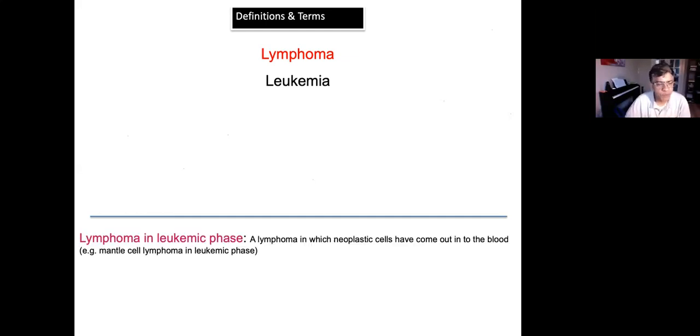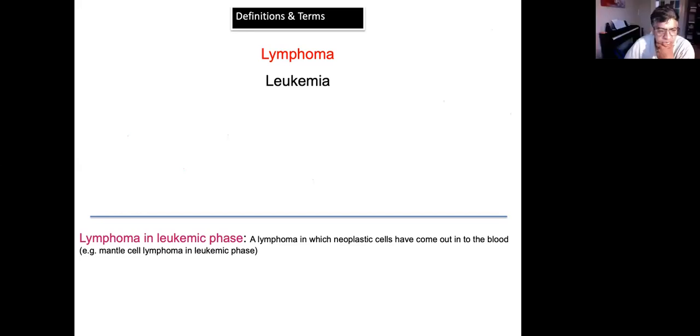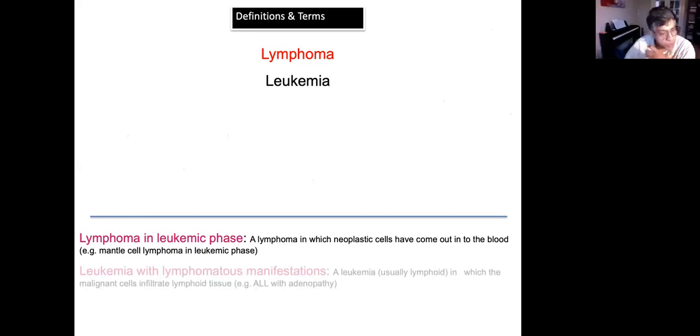So we discussed lymphoma and leukemic phase, where cells from the tissue can come out into the blood. So lymphoma can circulate in the blood and be called a leukemic lymphoma. Or you can have a leukemia where it goes to the tissues and makes a solid mass, and you call that a leukemia with lymphomatous manifestations. So any swelling is called lymphoma. So lymphoblastic leukemia can present with lymphadenopathy. So you have to remember this very basic rule.